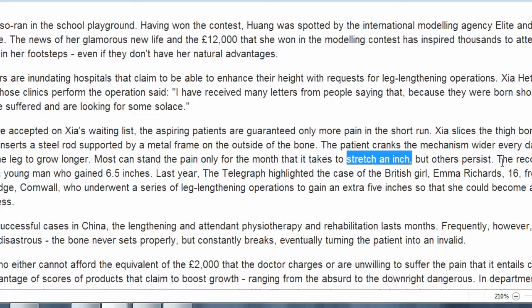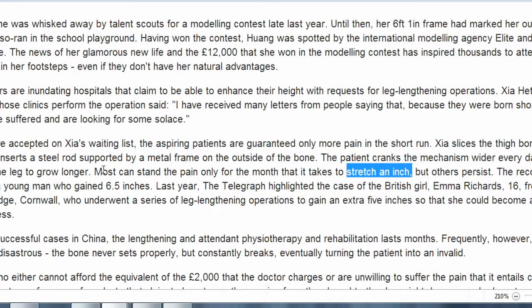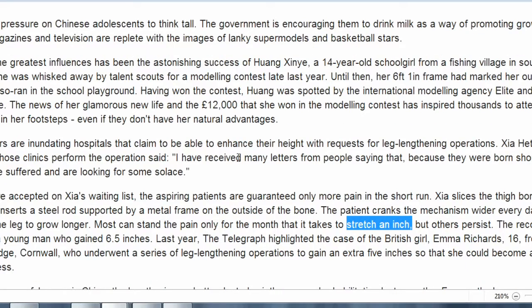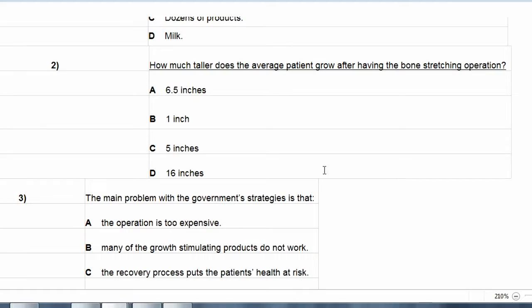If we look at the question again, to make sure, they're talking about how much taller the average patient gets. It means they're looking for an average. They're looking at normally how much they're gaining. So B is our answer here, not A. B is our answer here, 1 inch, because it says here that the patient cranks the mechanism wider every day, forcing the leg to grow longer. Most can stand the pain only for the month that it takes to stretch an inch. So 1 inch is our answer here. Okay, 1 inch. So B is our answer here.